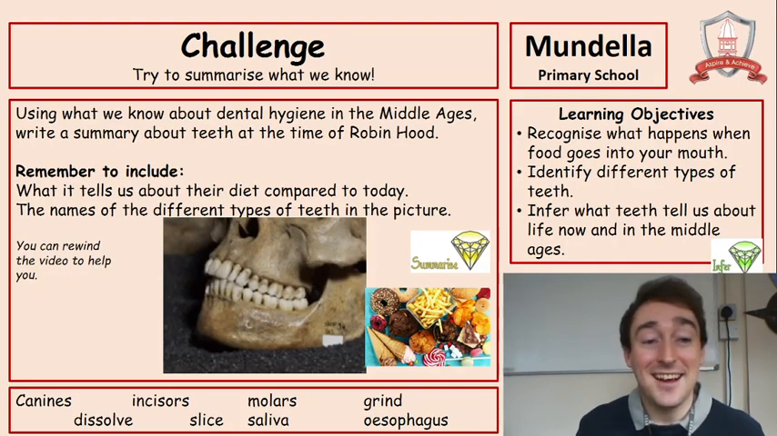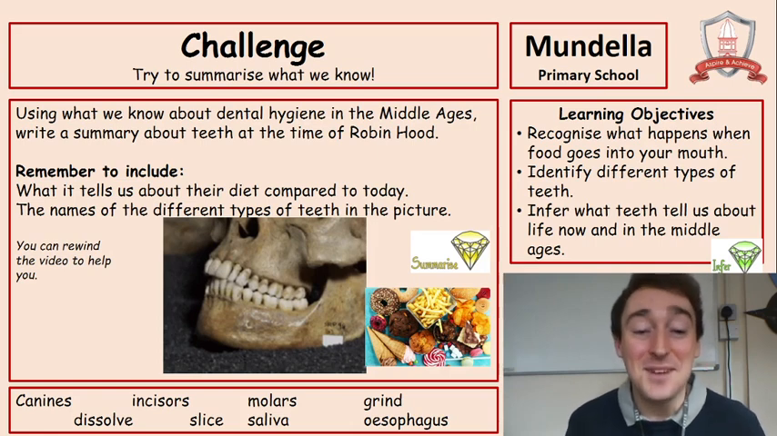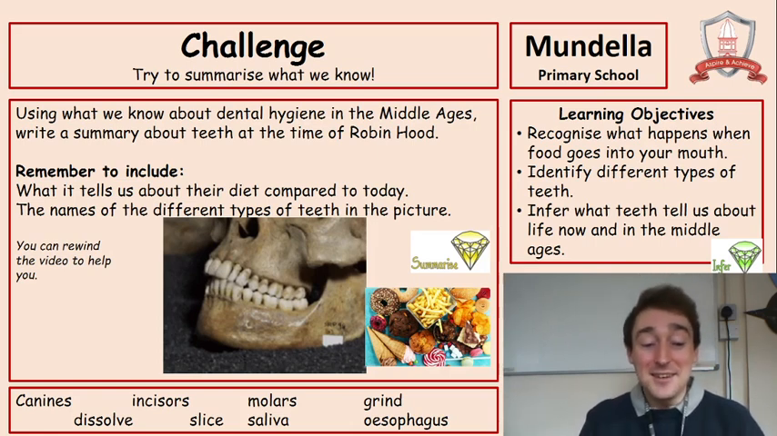Okay, looks like that is the last thing. I'd forgotten I'd made that the last slide, but we'll leave it at that. So once you've done your summary, that's a lot of different work today. We've looked at different types of teeth. We've looked at teeth in Robin Hood's time as well, and you've done some fantastic work.